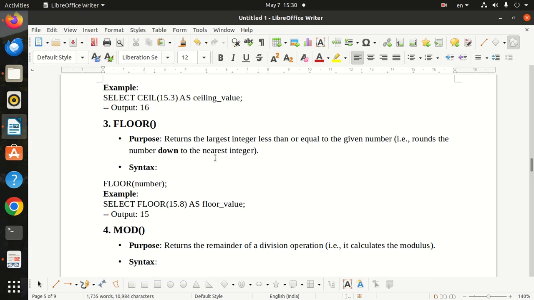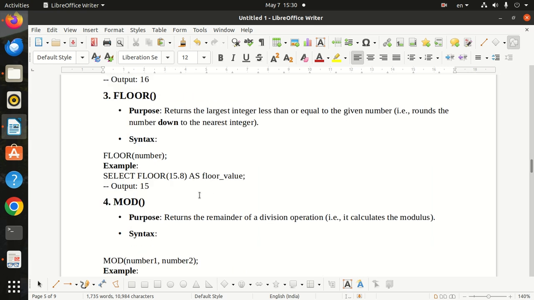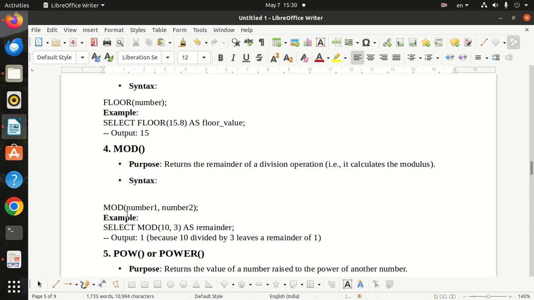Floor returns the largest integer less than or equal to the given number. That means it rounds the number down to the nearest integer, which has the syntax FLOOR(number). Example: SELECT FLOOR(15.8) AS floor_value.